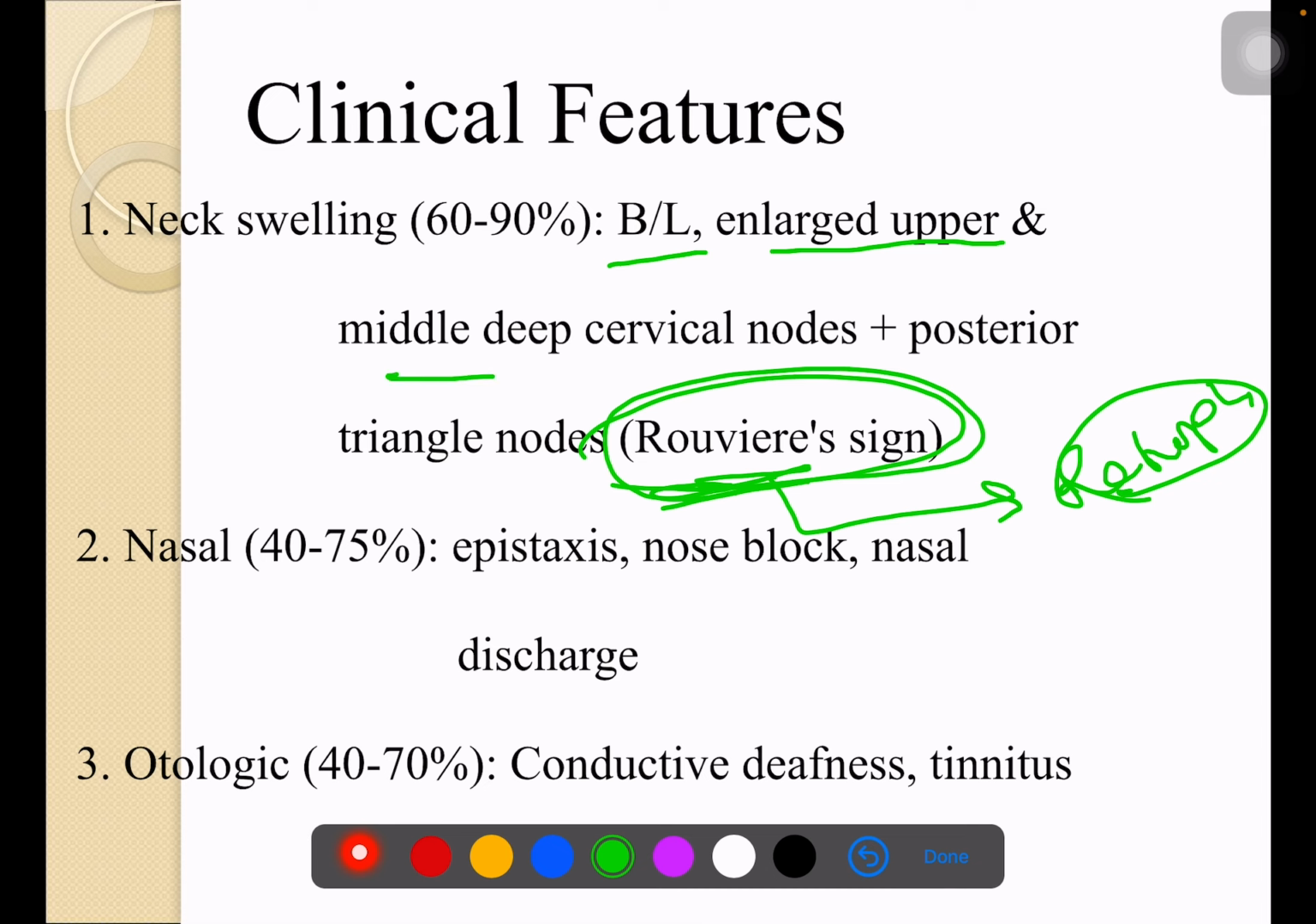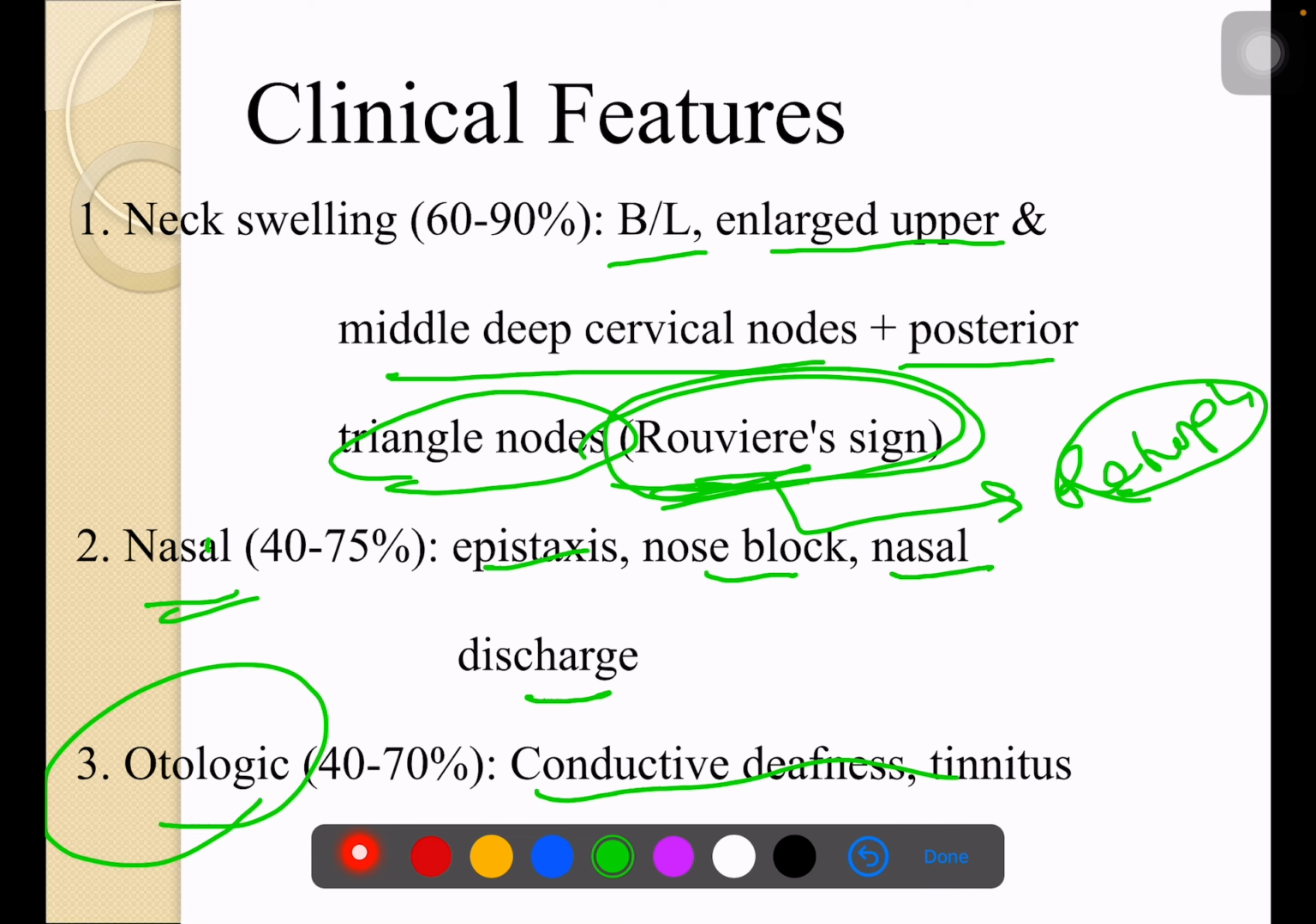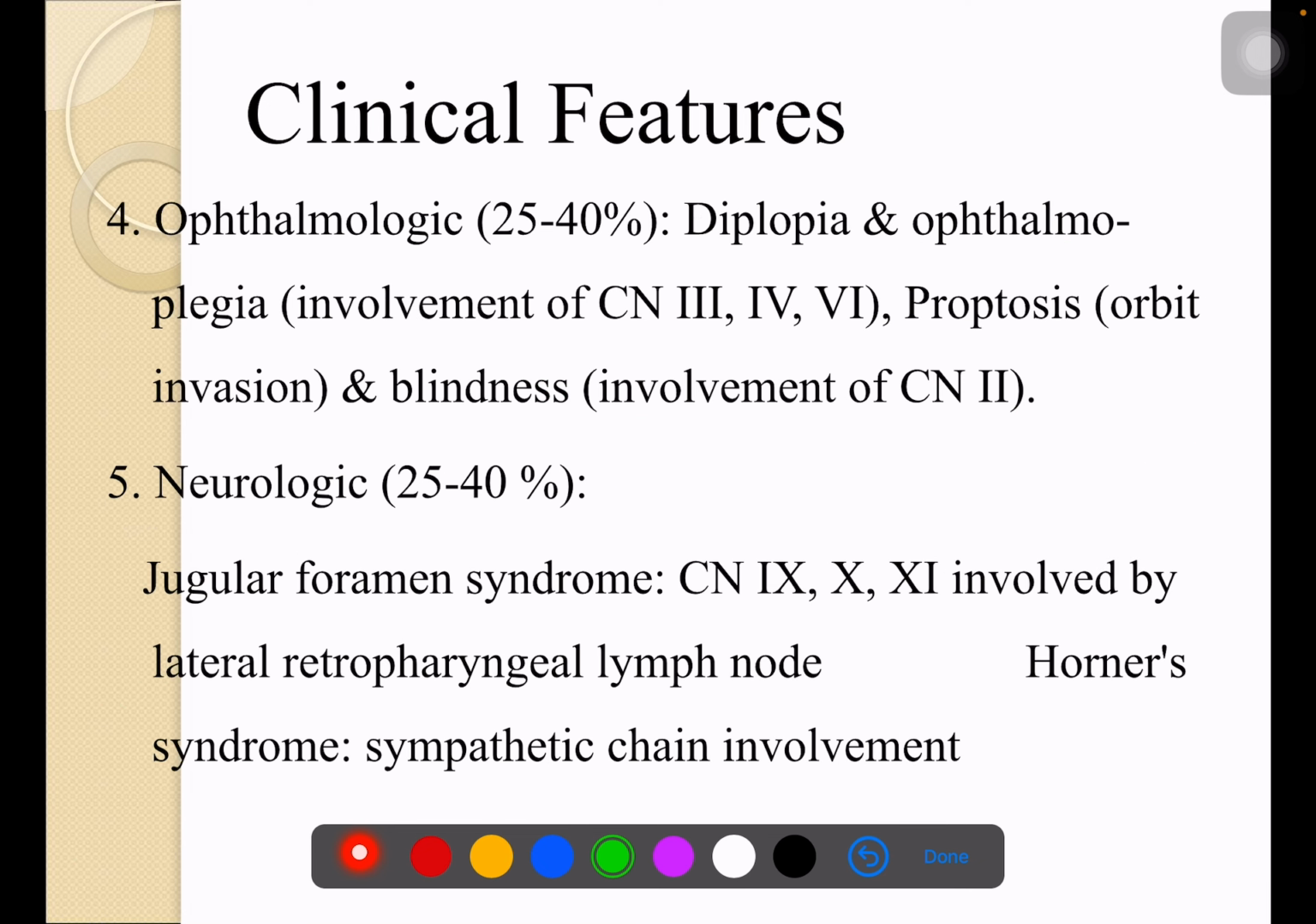Bilateral enlarged upper and middle deep cervical nodes with posterior triangular nodes involvement. Nasal area with epistaxis, nose blocked, nasal discharge. As I told you, it can come above, in front into the nasal cavity. Otologic signs and symptoms, they can be conductive hearing loss and deafness.